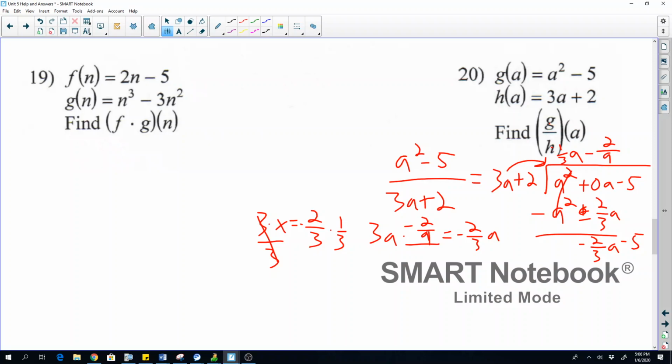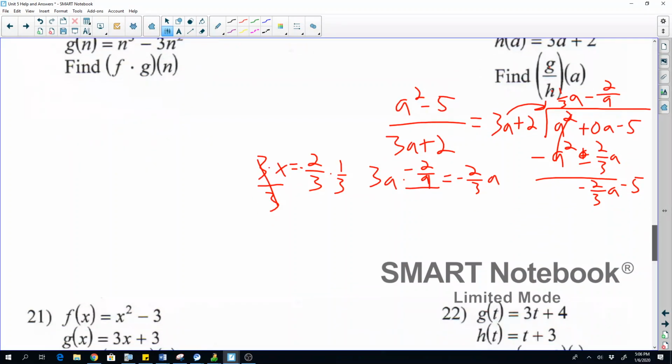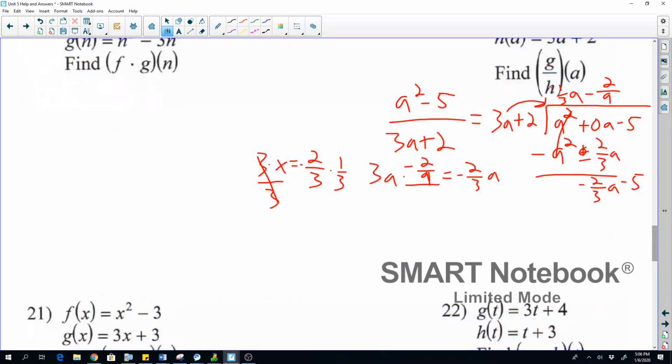So let me move this down a little. Then we do 3a times negative 2/9, which is negative 6/9, and that reduces to 2/3. So that becomes negative 2/3 a. And then 2 times negative 2/9 is negative 4/9, good. And then we change the signs, so that goes away. And then we just have 4/9 minus 5.